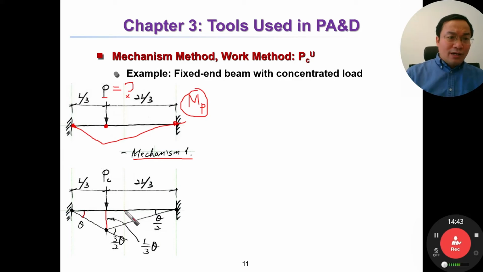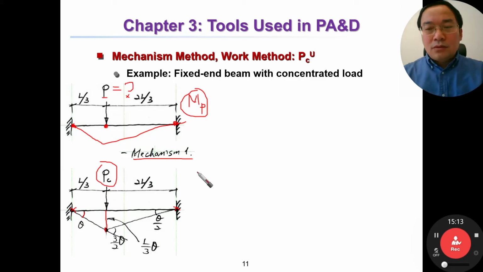So now we have the equilibrium set, that is P, and MP here, MP here, and MP here. That is the equilibrium set. The displacement sets are theta, 3 divided by 2 theta, and half of theta, and this is the displacement. So we have a different set, the equilibrium set and the displacement set.